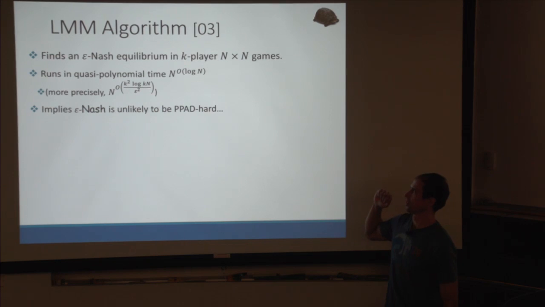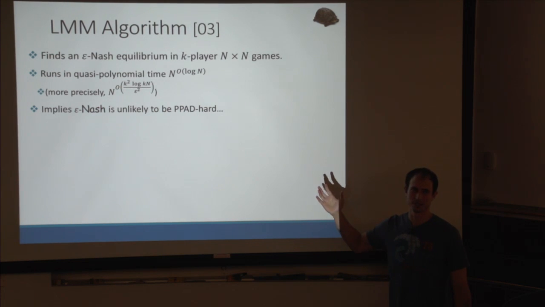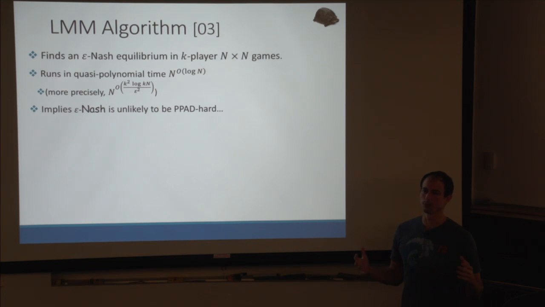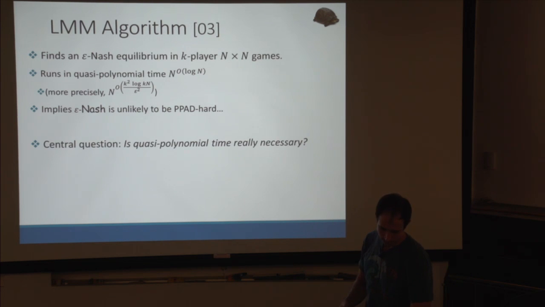So there's also this Lipton-Markakis-Mehta algorithm, which finds in quasi-polynomial time, n to the log n, an epsilon Nash, and it means that epsilon Nash is probably not PPAD-hard. But again, the question was, do we actually need quasi-polynomial time? Is that necessary?